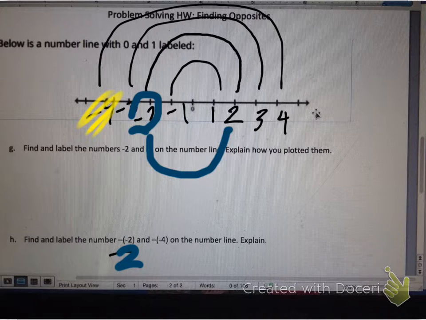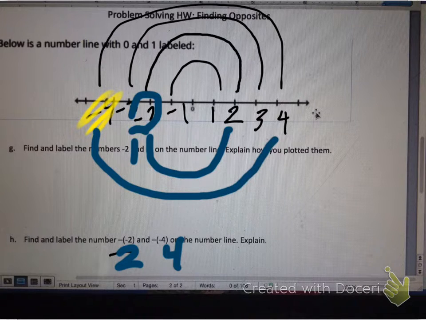And then for the opposite of the opposite of 4, or -(-4), your answer would just be 4. Because you're saying take that -4 and go to the opposite of it. Same distance from 0, just on the other side.